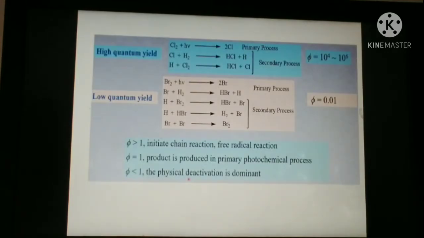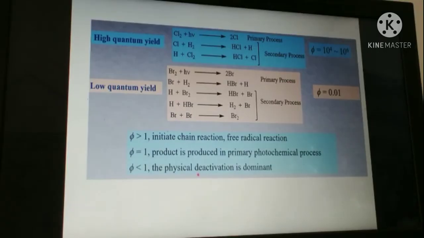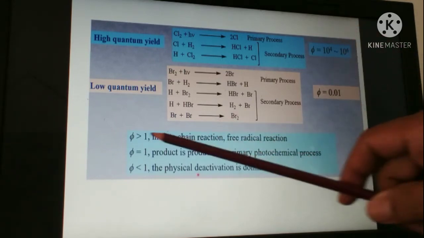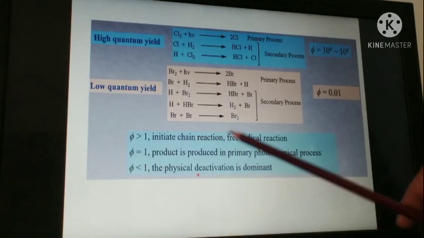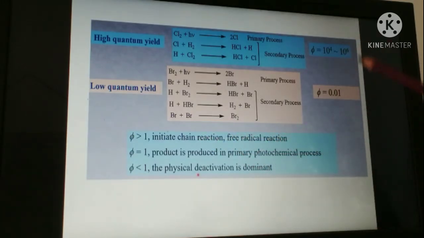So this is an example of, if the quantum yield is high, what does it mean? So this is a quantum yield. When the quantum yield is high, greater than 1, it initiates the chain reaction and free radical reaction. So this is the primary process.